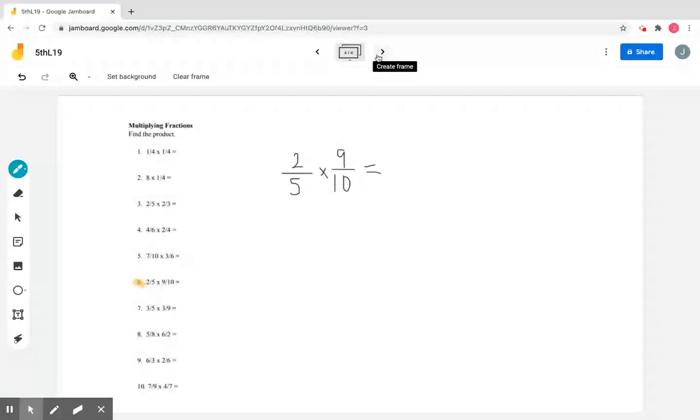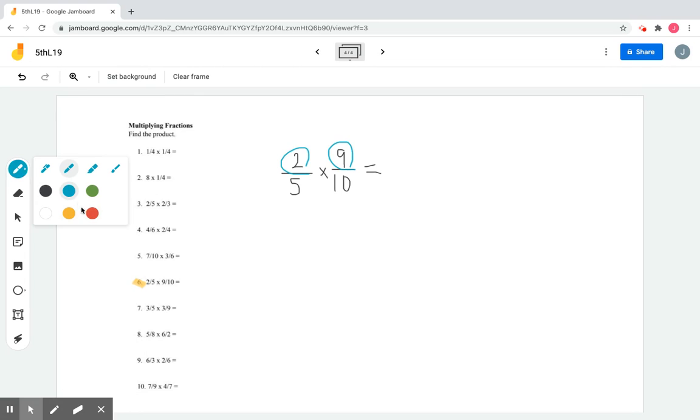Next one is multiplying fractions. And we're gonna do number 6 together. The question is 2 over 5 times 9 over 10. So when we multiply fractions, we need to multiply across. So I'm gonna multiply 2 by 9, and I'm gonna multiply 5 by 10. So I'm multiplying numerators and denominators together.